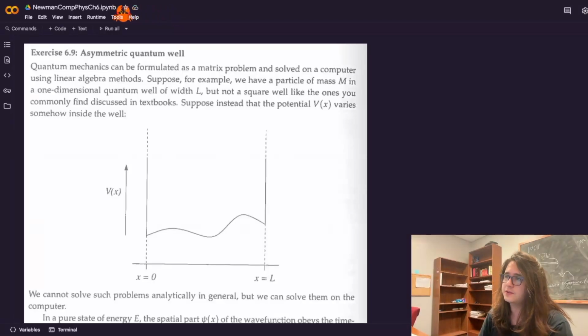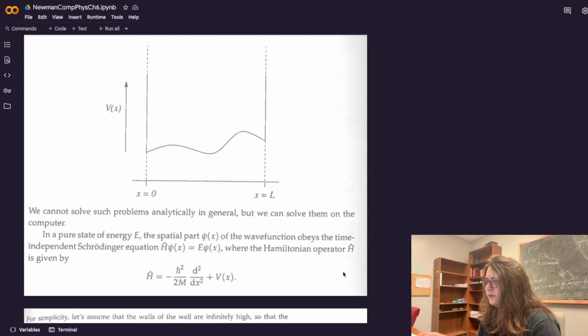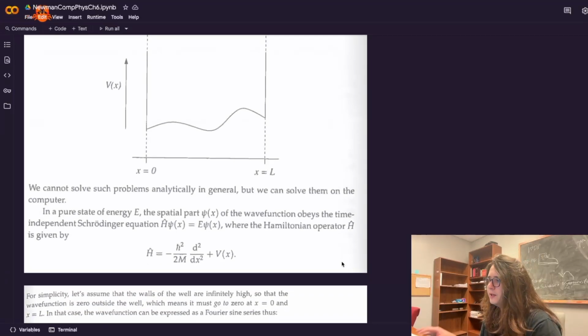Alright, silly people, here's the situation. This time we're going to be doing a bunch of coding involving the asymmetric quantum well, which is this guy. It has width L and a non-zero potential.